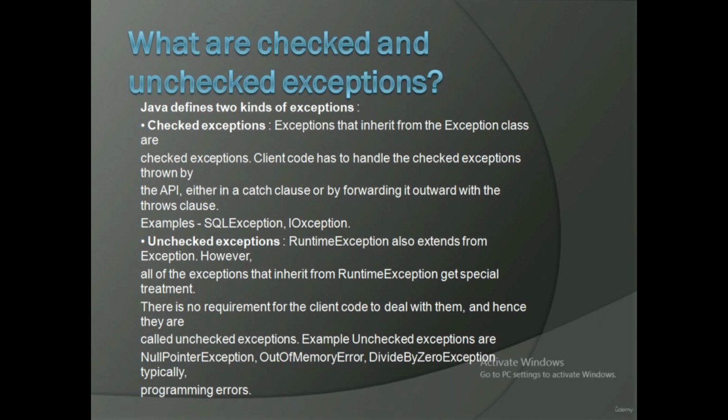Unchecked exceptions: RuntimeException also extends from Exception. However, all of the exceptions that inherit from RuntimeException get special treatment. There is no requirement for the client code to deal with them and hence they are called unchecked exceptions. Examples of unchecked exceptions are NullPointerException, OutOfMemoryError, ArithmeticException (divide by zero), typically programming errors. Let's see another one.